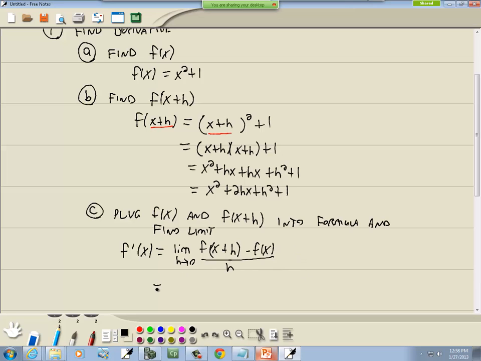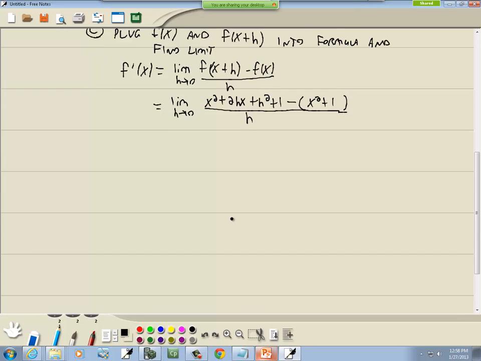Okay. This then gives us the limit as h goes to 0. f of x plus h, from 1b, we said was x squared plus 2hx plus h squared plus 1, minus f of x. And from 1a, we said f of x was x squared plus 1, all over h. Well, if you've got a negative in front of your parentheses, remember it flips the sign of everything inside. So we're going to have x squared plus 2hx plus h squared plus 1 minus x squared minus 1 all over h.